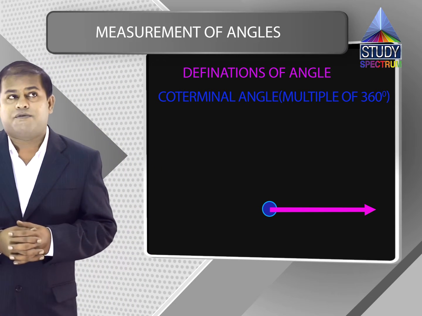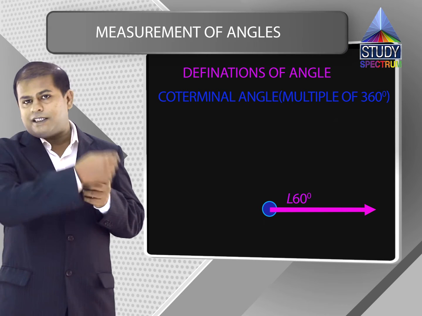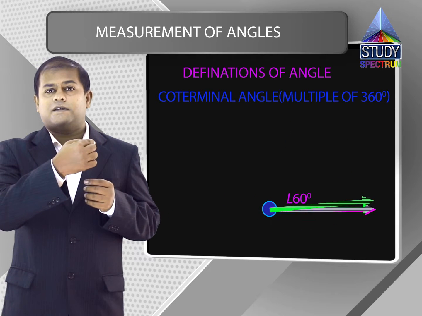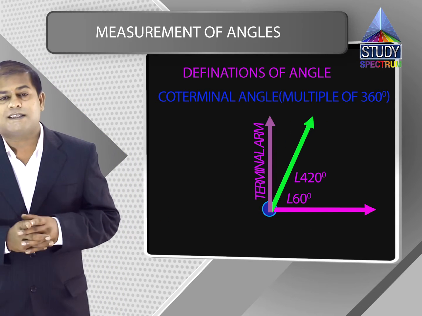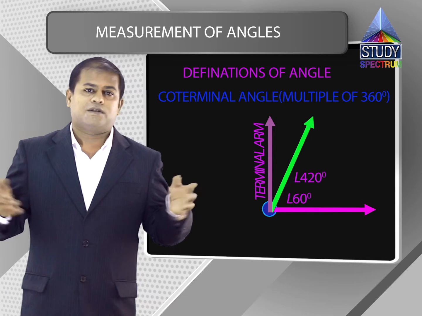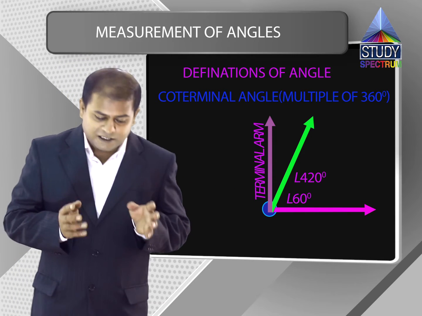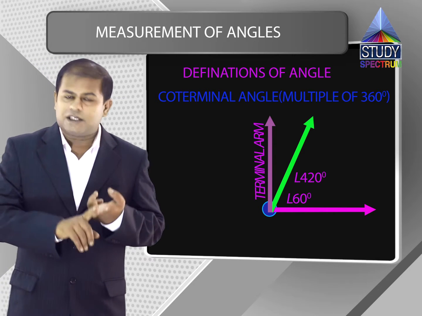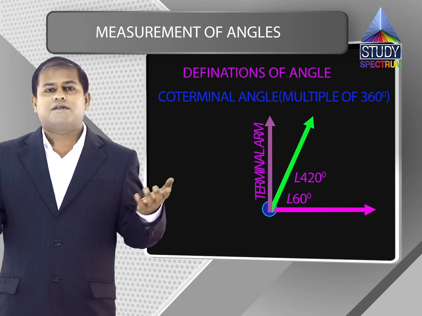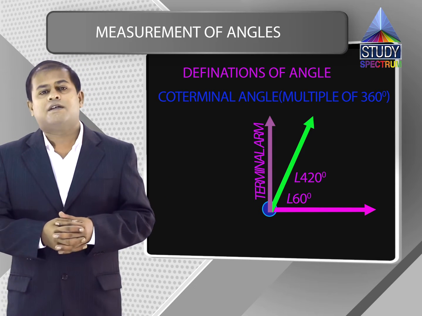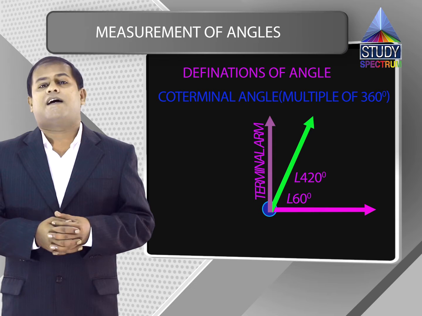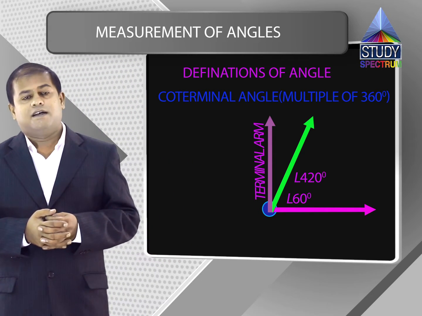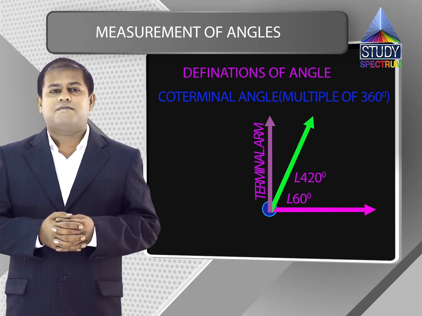But if you consider two angles, suppose 60 degree and then 420 degree, the terminal arm of 60 degree and 420 degree is also the same. So if you consider the two angles 60 degree and 420 degree, the initial arms are the same. Initial arm of every angle in standard position is the same, but their terminal arms are also the same. Such angles are known as coterminal angles, and this is an important term, coterminal angles.